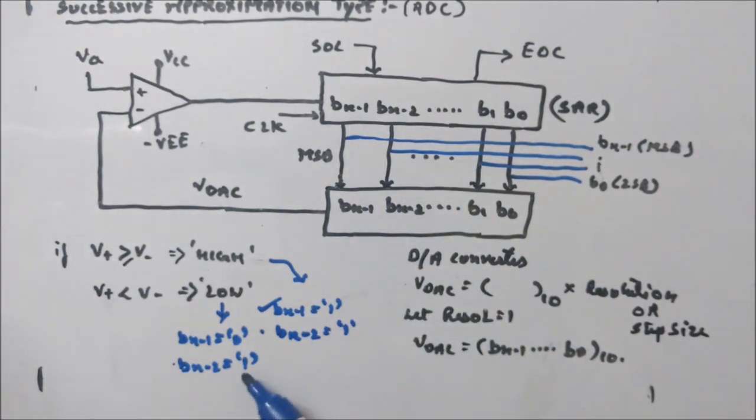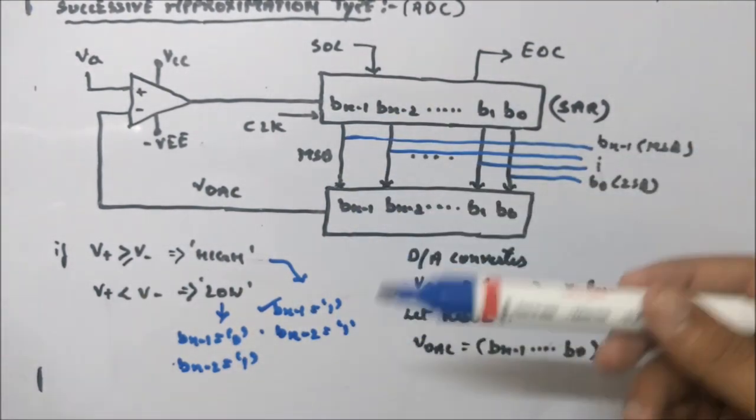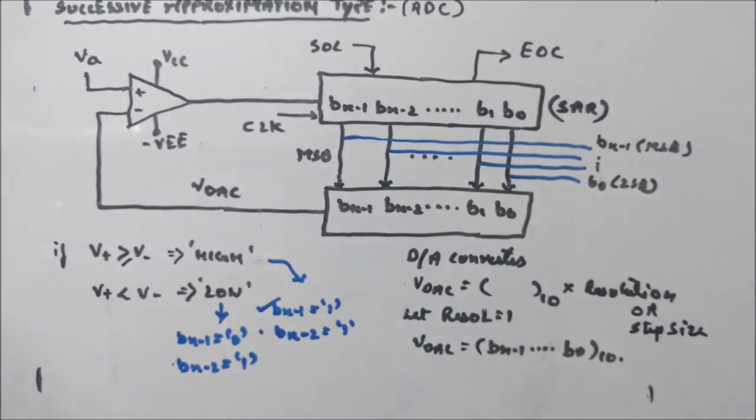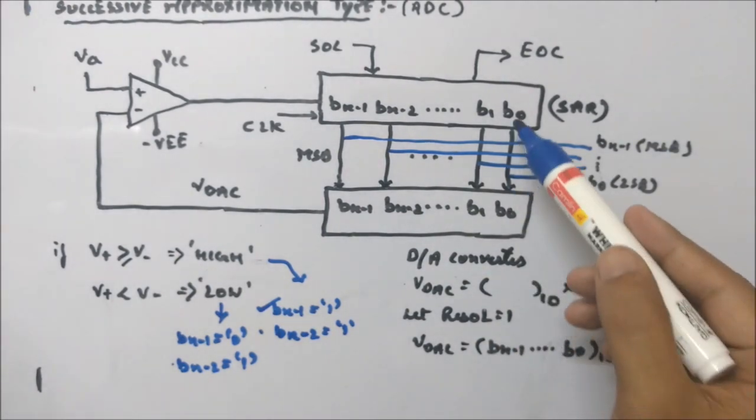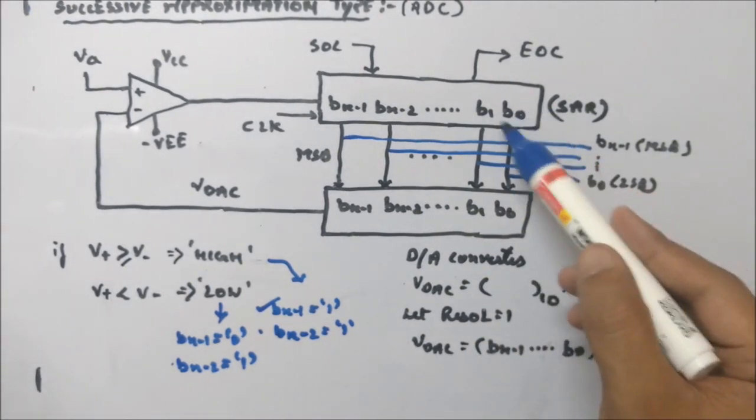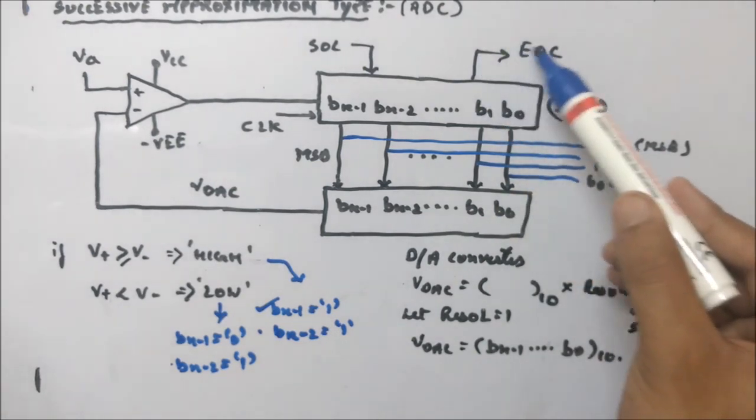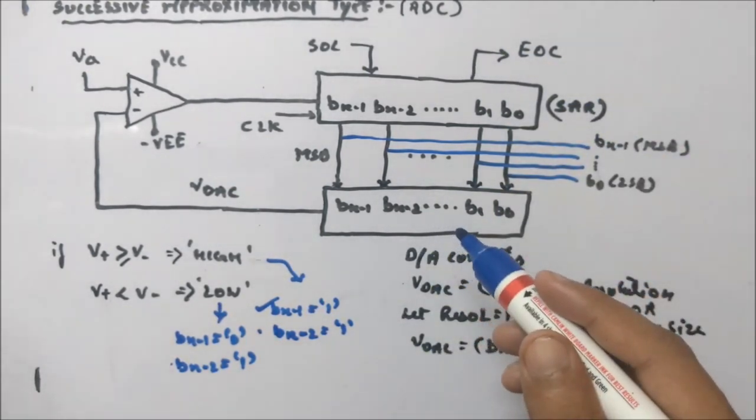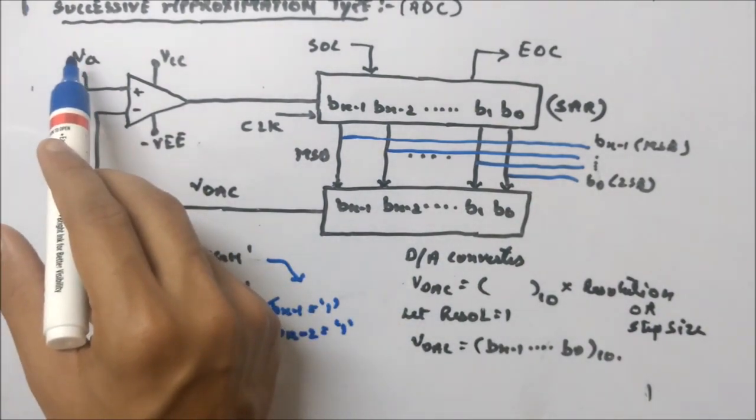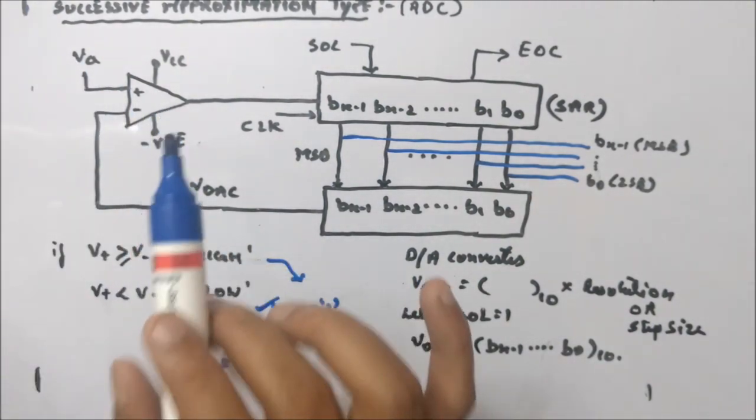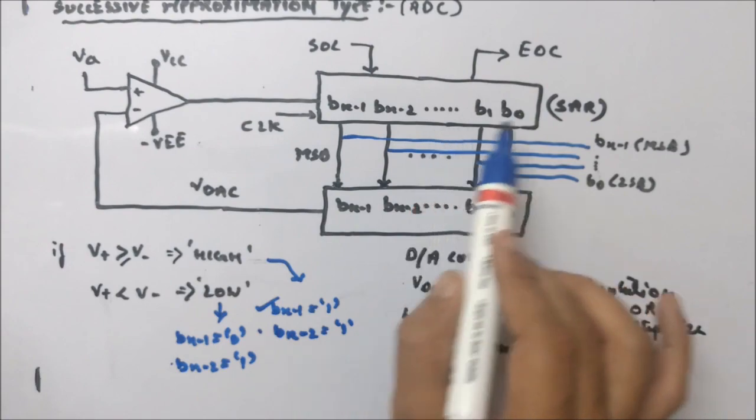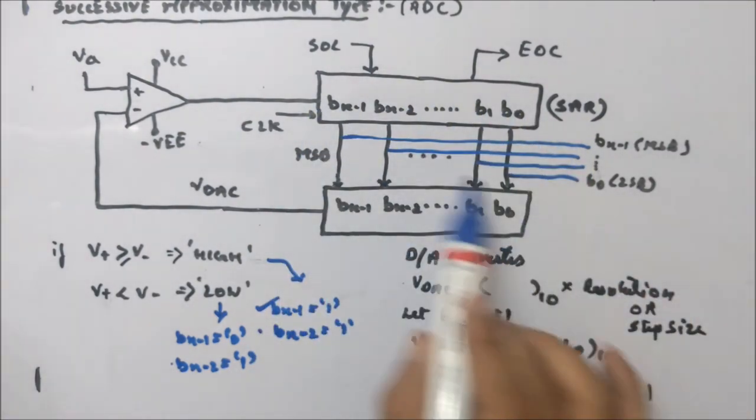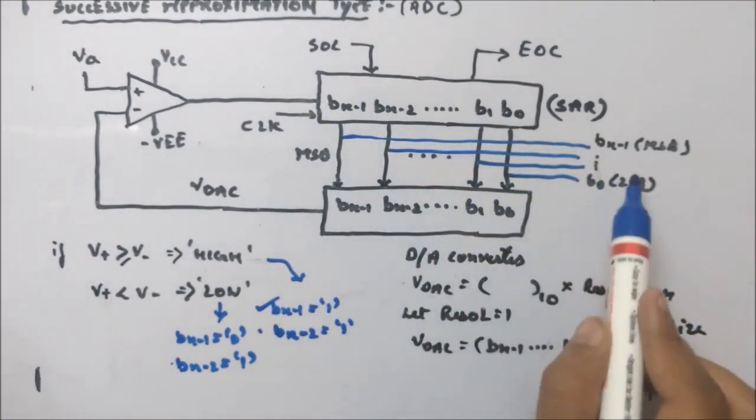Okay, that's how you go on until B0. Once you finish the B0 part also, there will be an end of conversion signal, which means the analog input you applied has been converted, and whatever bits you receive will be the corresponding output.